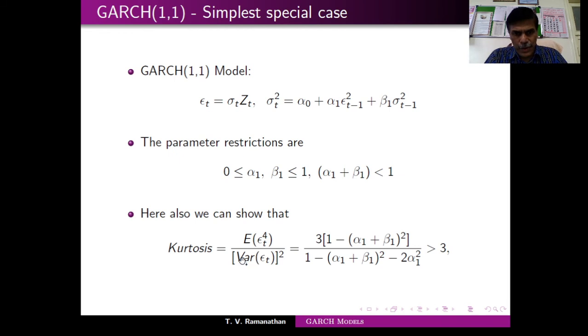Of course, you have to divide by this quantity, which I have not done because I was computing only this quantity. So together, it leads to an equation like this. And again, because this is less than 1, you can see that this is greater than 3. This entire thing is greater than 1. So you will see that this is greater than 3, which means that it has still heavy tail.